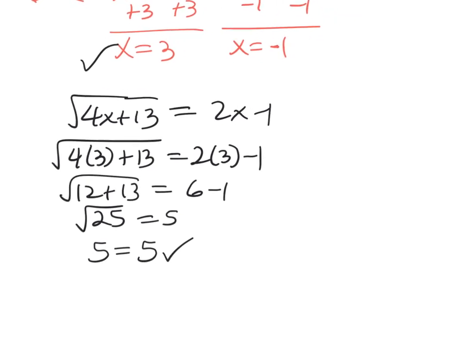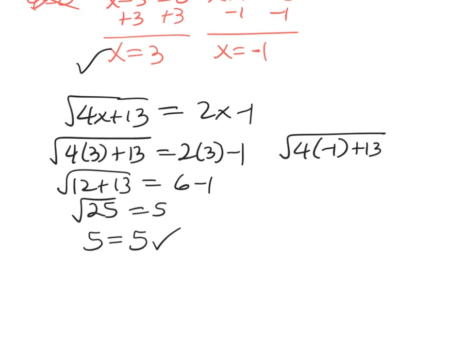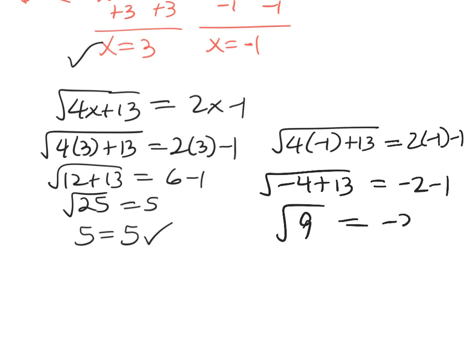Now let's do the same thing with the negative 1. So 4 times negative 1 plus 13. 2 times negative 1 minus 1. Negative 4 plus 13. Get 9. Square root of 9 is 3. 3 does not equal negative 3, so this answer is gone.